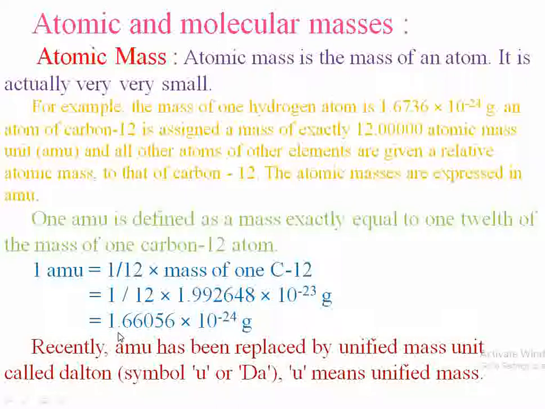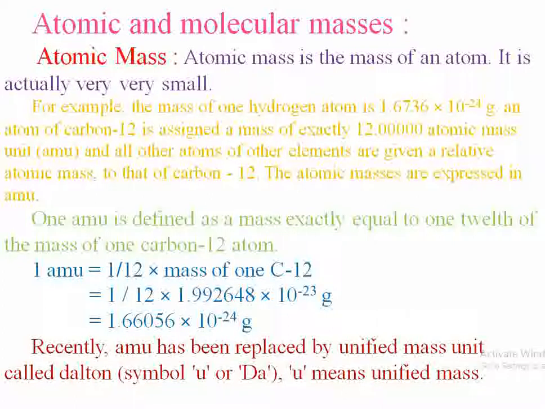This is equal to 1.66056 into 10 raised to minus 24 grams. Means 1 AMU equals 1.66056 into 10 raised to minus 24 grams. Recently, AMU has been replaced by the unified mass unit called Dalton. Symbol is U or Da.